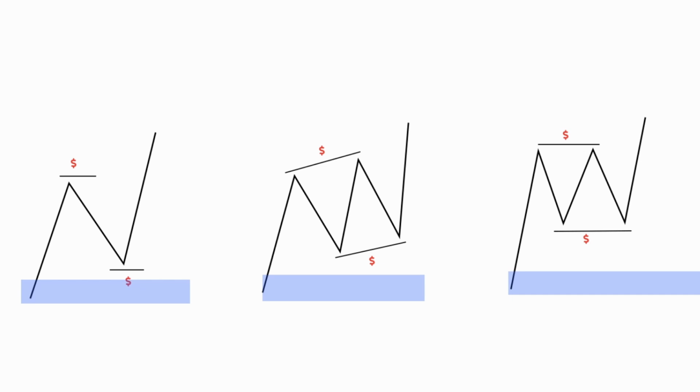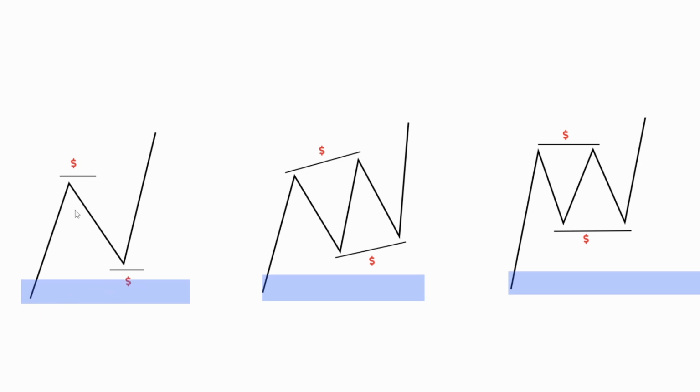So let's get started. As we can see, there are three kinds of liquidity. The first one is single high low liquidity. The second one is trendline liquidity, and the third one is equal highs and equal lows liquidity. So the thing is, as we can see, in single high low liquidity, there is liquidity to the upside and downside.